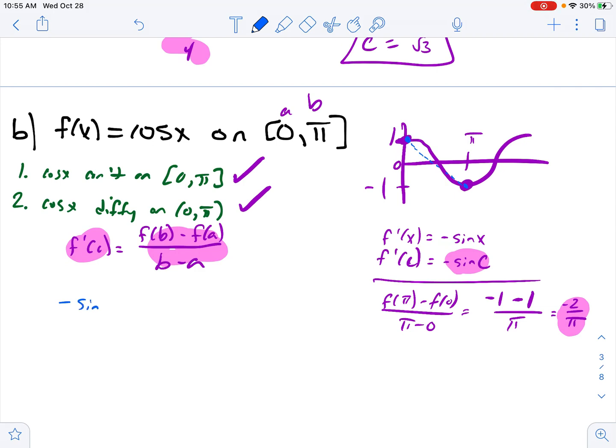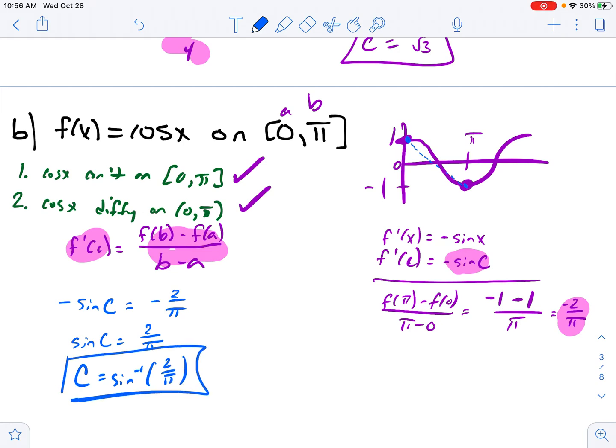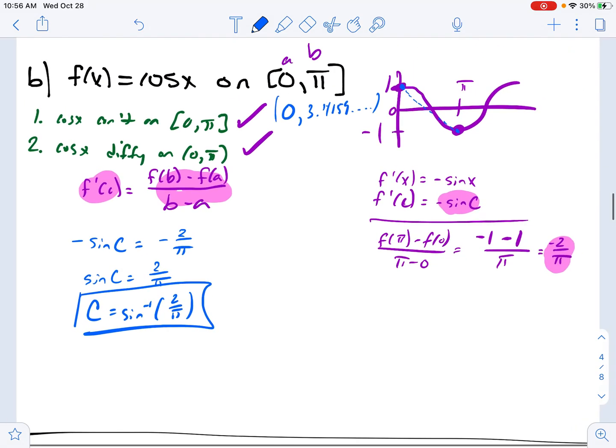F prime of c was negative sine of c, and that's going to equal the average rate of change of negative 2 over pi. Let's see, I'm going to multiply both sides by negative 1. And I can take the inverse sine, and that's about as good as it's going to get without a calculator. Okay, if I want, I can punch that into a calculator, and I would expect to get a number back between 0 and 3.14, so on, okay? But there you go. That's as good as it's going to get. We don't know what the inverse sine of 2 over pi is. That's not a value that we're familiar with. So if this was a non-calculator question, you would just leave it at that, okay?